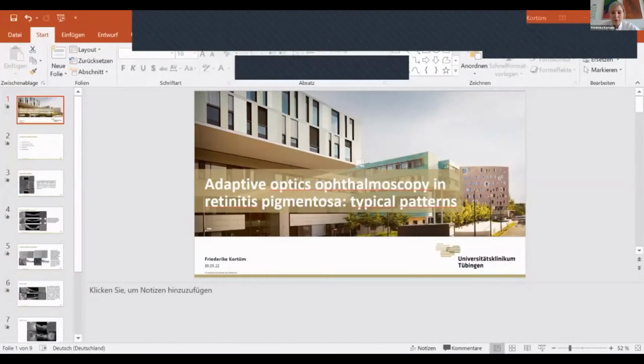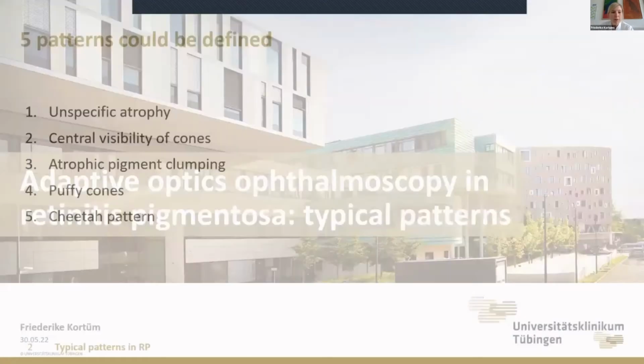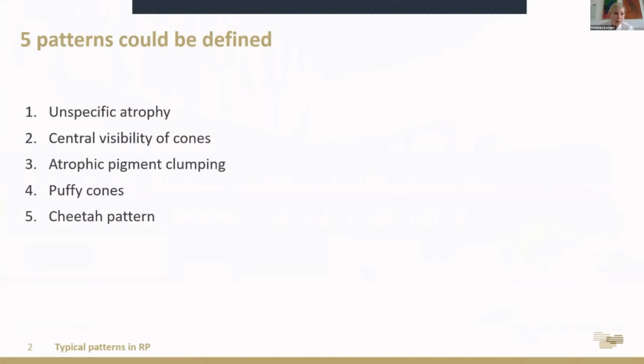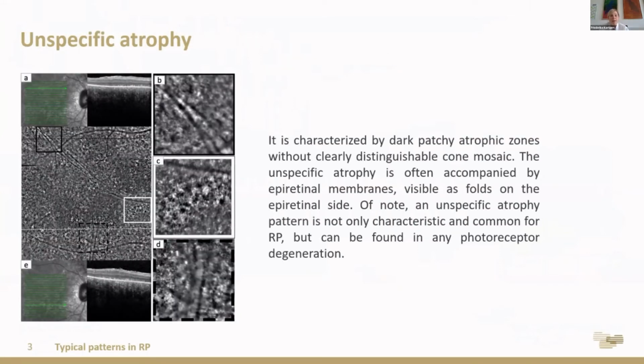I'm very glad to participate as well, and I would like to report on typical patterns we found in retinitis pigmentosa patients. We examined roughly 180 patients with adaptive optics, and we could define 5 different patterns that we saw repeatedly in our patients: unspecific atrophy, central visibility of cones, atrophic pigment clumping, puffy cones, and the cheetah pattern. So I would like to start with unspecific atrophy.